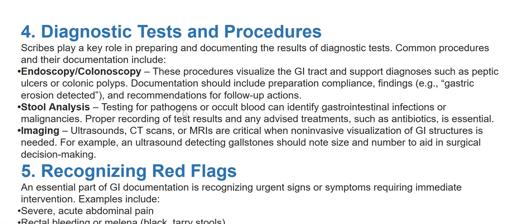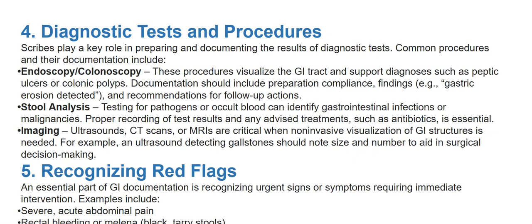Stool analysis: testing for pathogens or occult blood can identify gastrointestinal infections or malignancies. Proper recording of test results and any advised treatments such as antibiotics is essential. Imaging: ultrasound, CT scans, or MRIs are critical when non-invasive visualization of GI structures is needed. For example, an ultrasound detecting gallstones should note size and number to aid in surgical decision making.